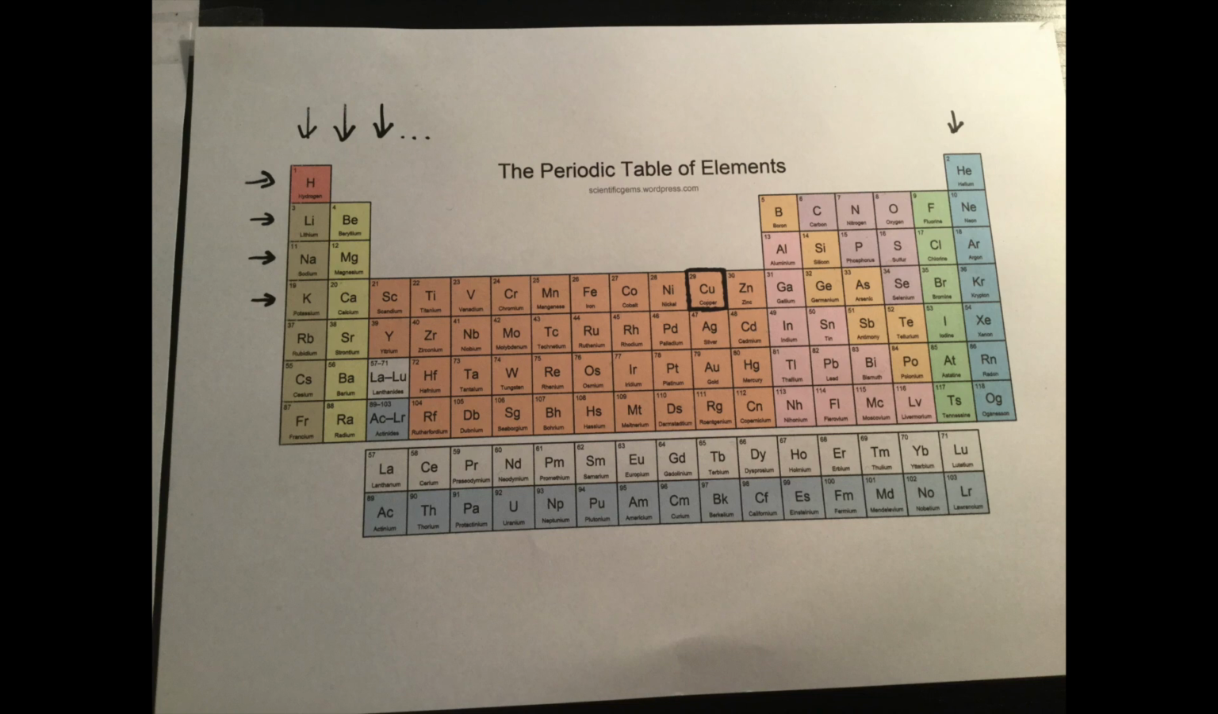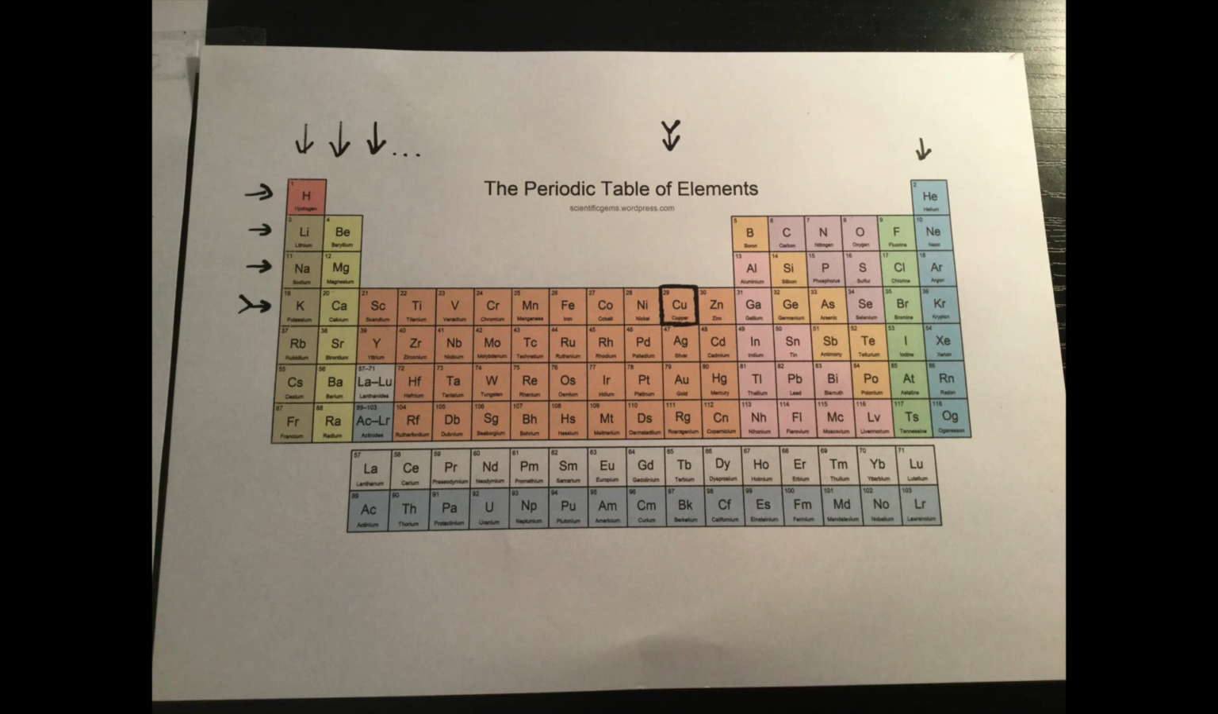By rows, the elements are sorted by the number of electron shells. These are called the periods. For copper, it is in the 4th period and the 11th group. It is in the 4th period because it has 4 electron shells. Although unfortunately, copper is one of the few elements that does not comply with its group number and electron configuration.